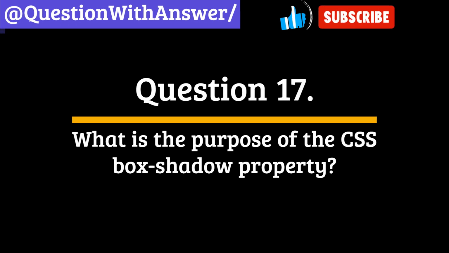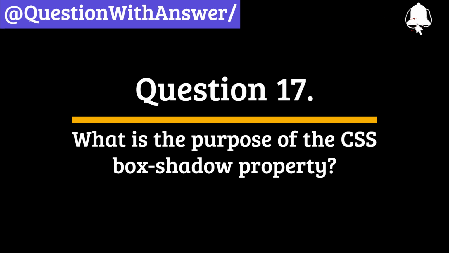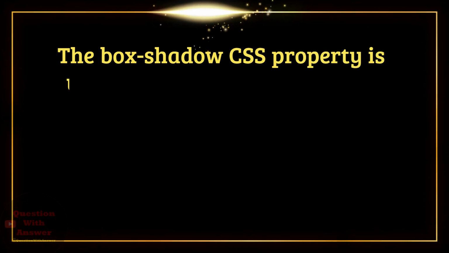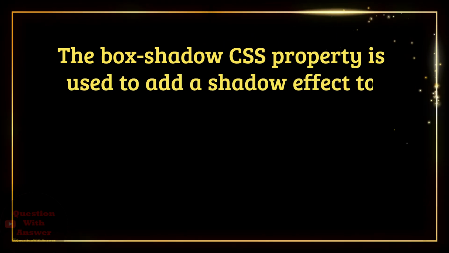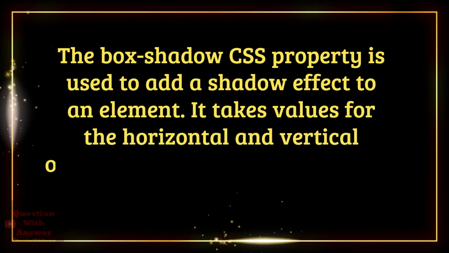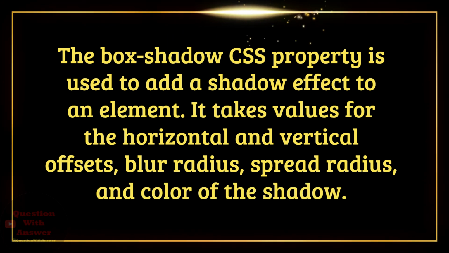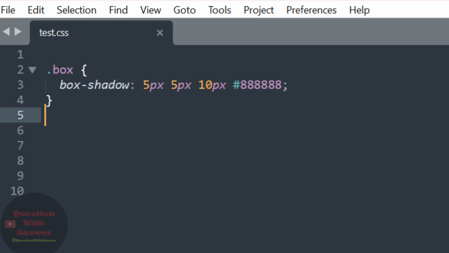Question 17. What is the purpose of the CSS box shadow property? Answer. The box-shadow CSS property is used to add a shadow effect to an element. It takes values for the horizontal and vertical offsets, blur radius, spread radius, and color of the shadow. This is the example of box shadow property in CSS.